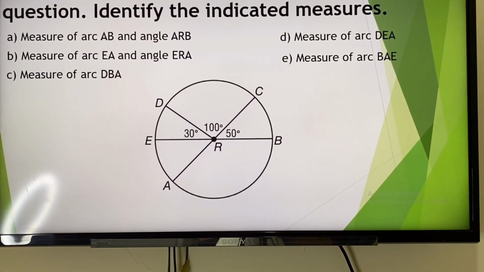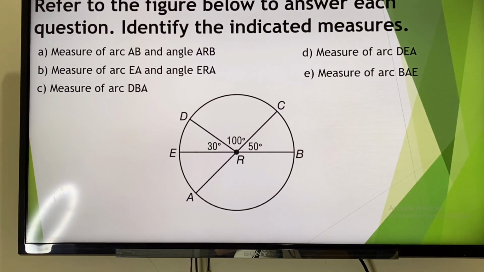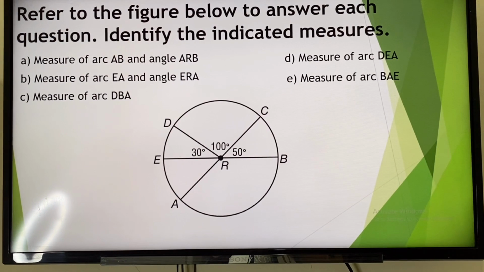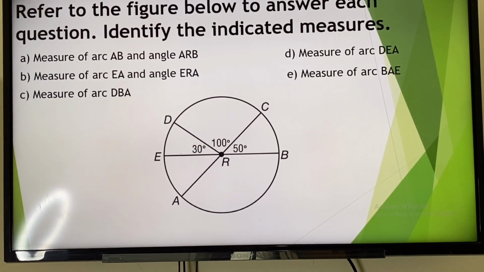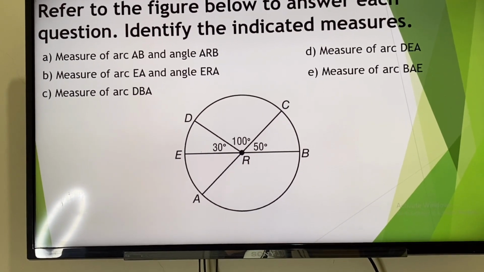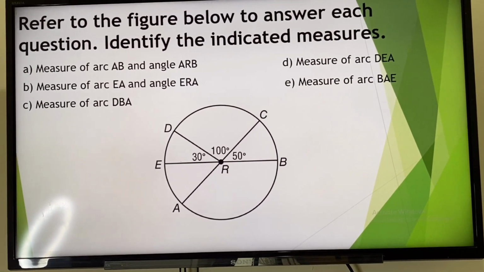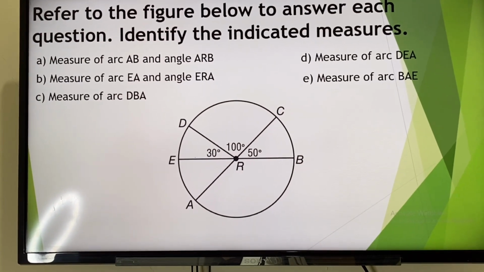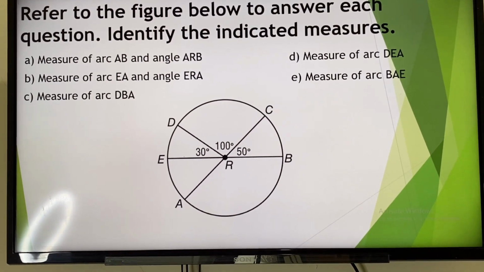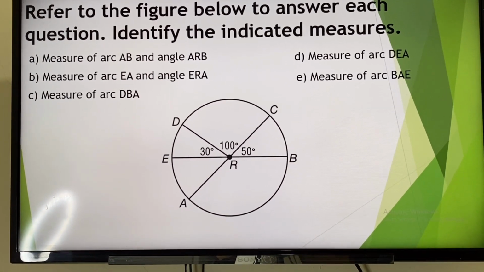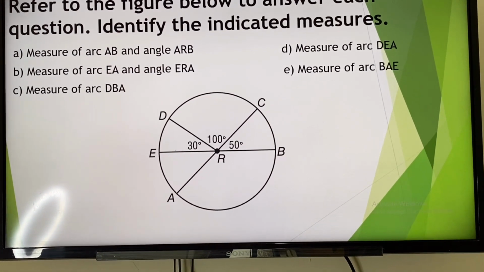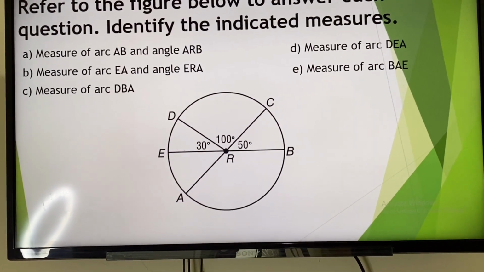And let's proceed to letter D. Measure of arc DEA. So again, application of the addition postulate. So we have now 30 plus 50, so that will be your answer in letter D. And the last one, we have measure of arc BAE. Since it forms a semicircle, automatically your answer is equal to 180 degrees. Okay guys?